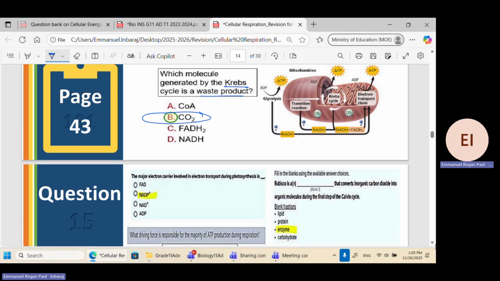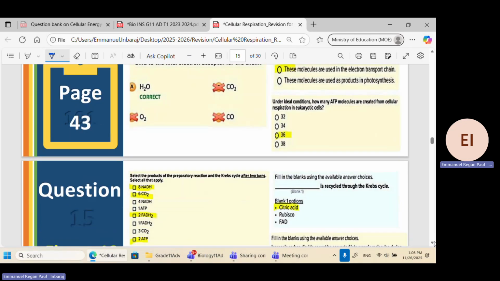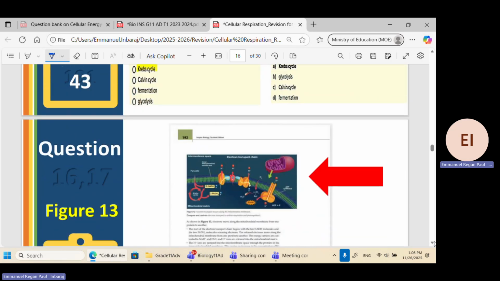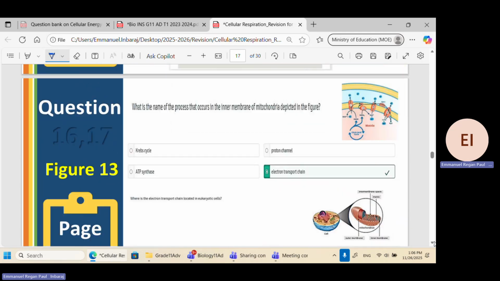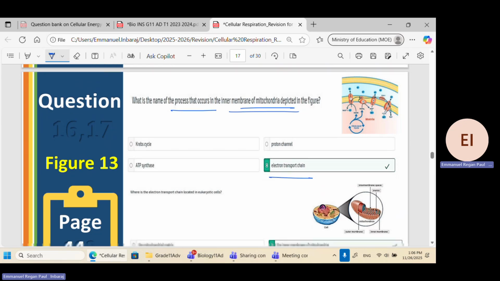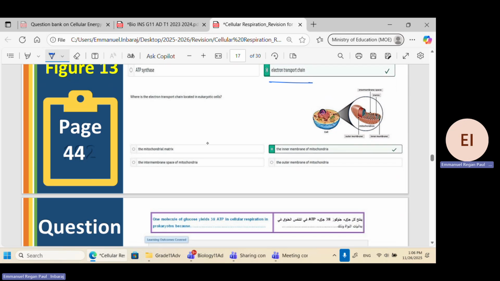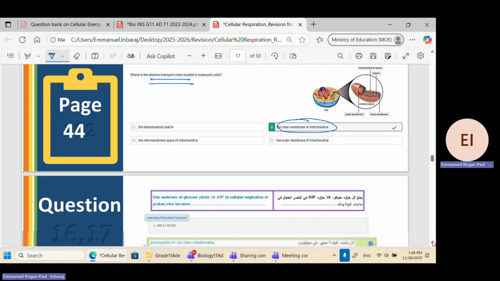I think most of the things we have covered now. You can study all these things. It's a combination of everything. Now let's see anything important. Here, what is the name of the process that occurs here? It is the electron transport chain. Where does the electron transport chain occur? It occurs in the mitochondria, in the inner membrane of the mitochondria.